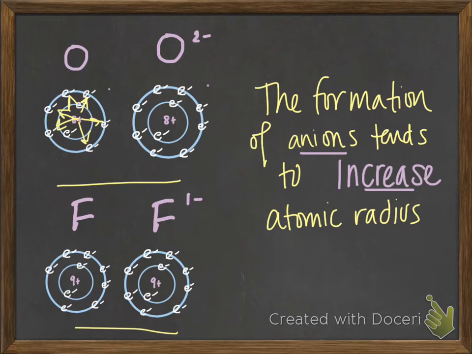That's it. You should just understand that everything we see with atoms and with ions is all about attraction and repulsion and energy. So when we form a cation, we tend to decrease the atomic radius. When we form an anion, we tend to increase the atomic radius. That's it.